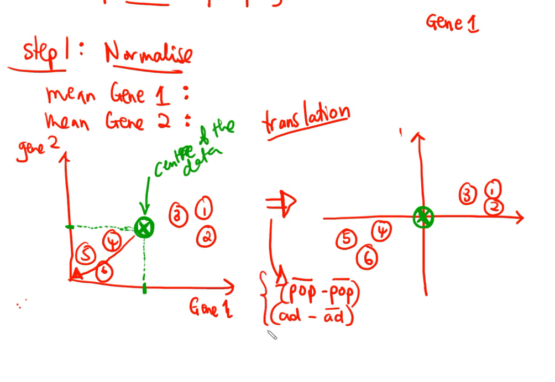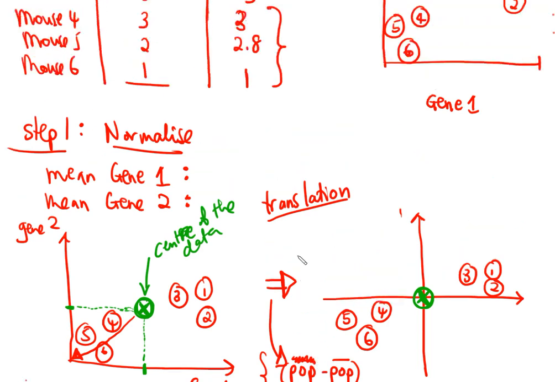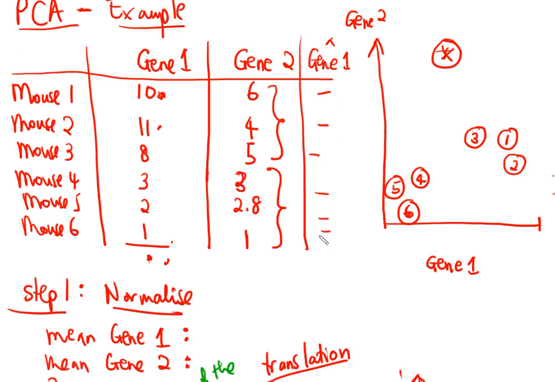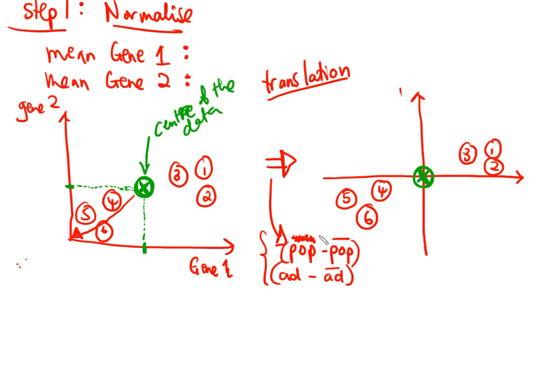It's exactly what we did previously with the subtraction, like pop minus the population mean, ad minus the ad mean. So here, if you wanted to see it in a table, you can add gene 1 translated, get the mean, and then for each of these points subtract the mean, and write them here. Those are the values that we are dealing with now. And that is what we're going to continue dealing with, where the mean is at the center. So we have mean centered this. This is mean normalization.